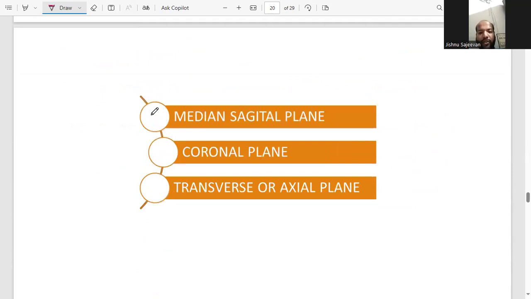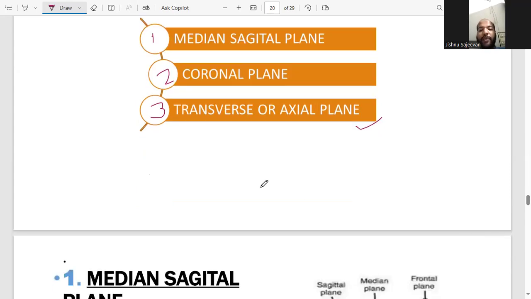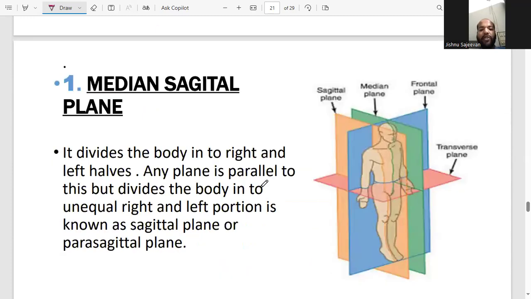First, that is the median sagittal plane. The second one is the coronal plane. The third one is termed as transverse or axial. We will be describing that in the upcoming slide. So, this is the median sagittal plane. Median sagittal plane means dividing a particular body part into equal right and left halves.